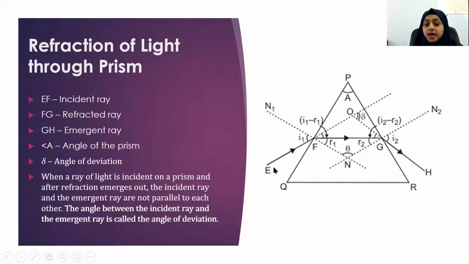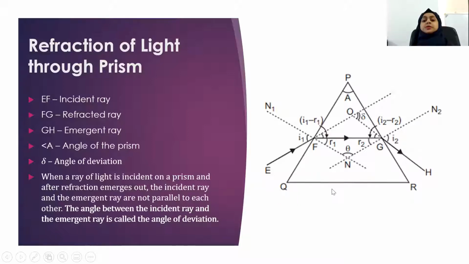Yes. And we can call EF as the incident ray. FG we can call the refracted ray, and GH is the light ray coming out of the prism. So it is called the emergent ray. And angle I1 is called the incident angle. R1 is the refracted angle. R2 is the second refracted angle. And I2 is called the emergent angle because it is coming out. So this is called the emergent ray and I2 is called the emergent angle.